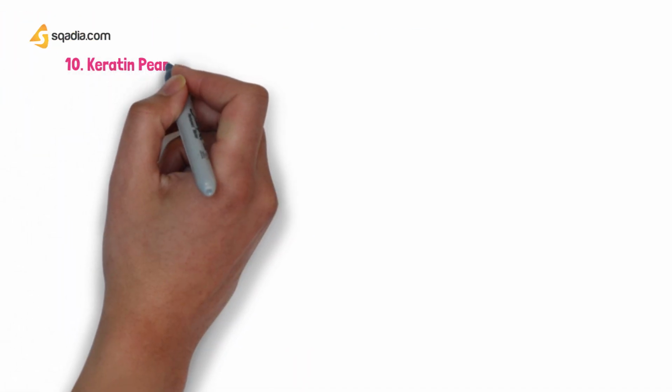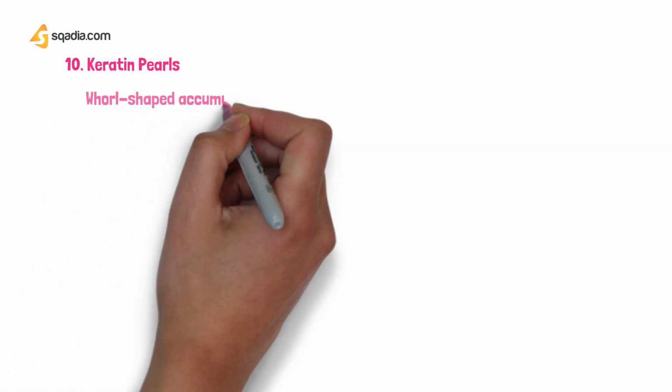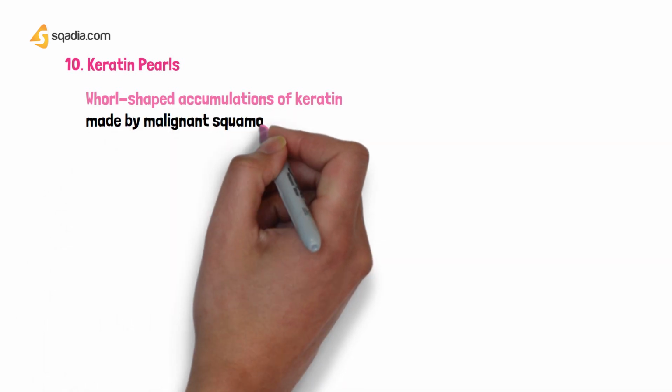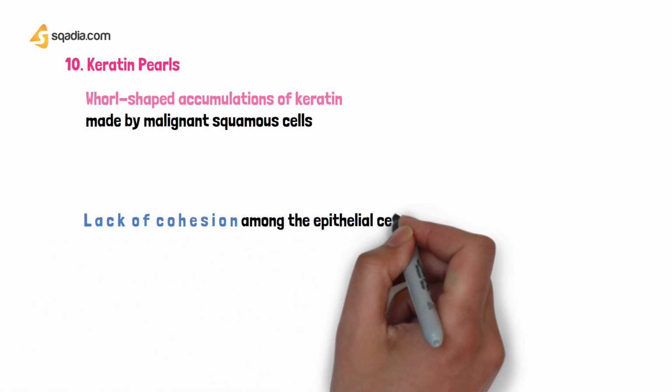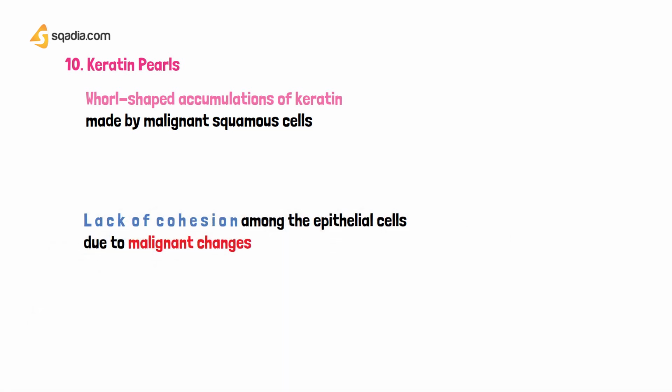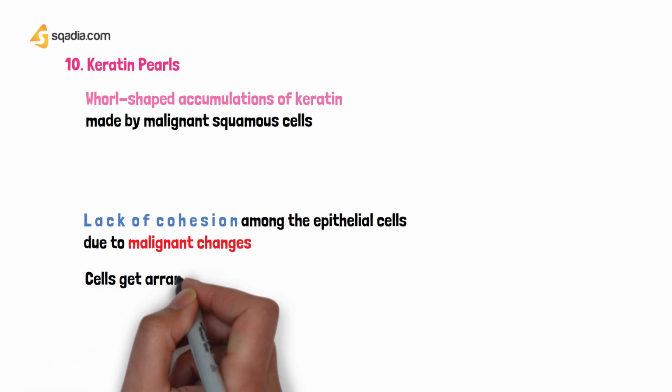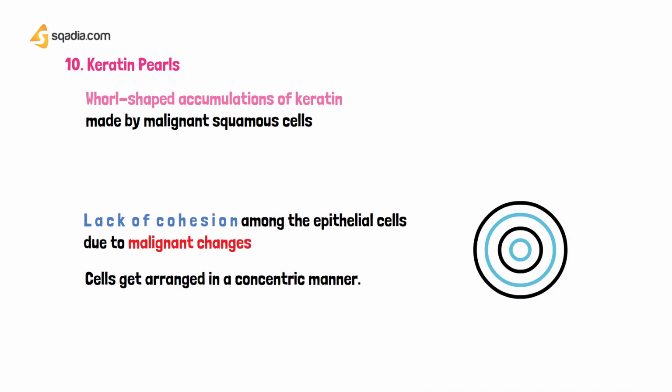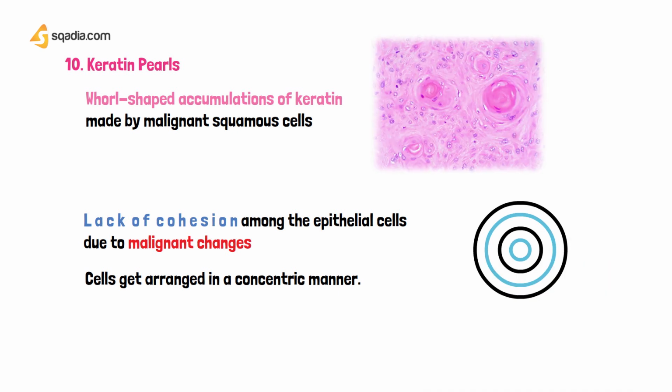And there's also going to be the presence of keratin pearls. Now, what are keratin pearls? Keratin pearls are a whorl-shaped accumulation of keratin, which is produced by the malignant cells. This occurs due to lack of cohesion among the epithelial cells. Now, this occurs basically due to the malignant changes. Eventually, the cells get arranged in a concentric manner. A picture here shows us the keratin pearls. As we can see, they are circular in nature and the keratin is laid down in a concentric manner.